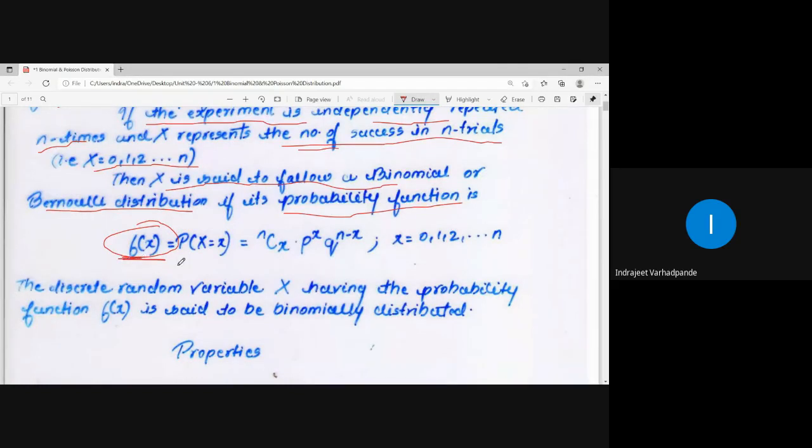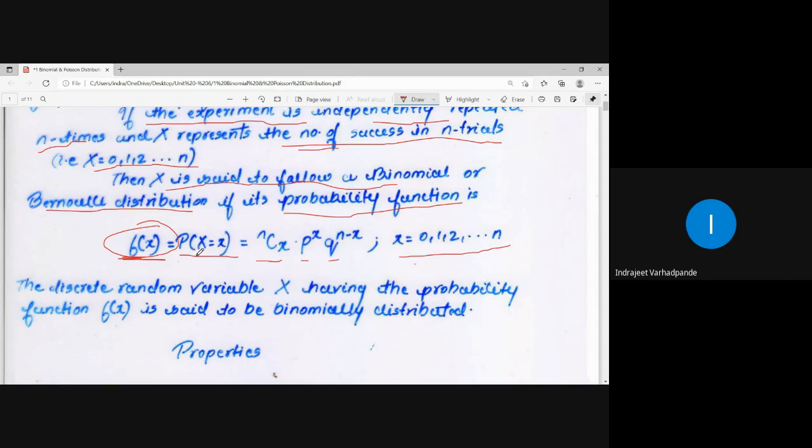We always say that it is small f of x, and this small f of x is nothing but probability at x equal to x, and it is obtained as ncx p to the power x into q to the power n minus x, where x is varying from 0, 1, 2 up to n. So how to calculate this probability function in case of binomial or Bernoulli's distribution? Its probability function is given by f of x. Ultimately मैं क्या निकालने वाला हूँ? I will be calculating the probability function or the probability for a random variable x equal to x.